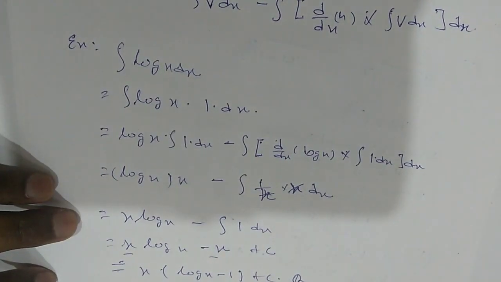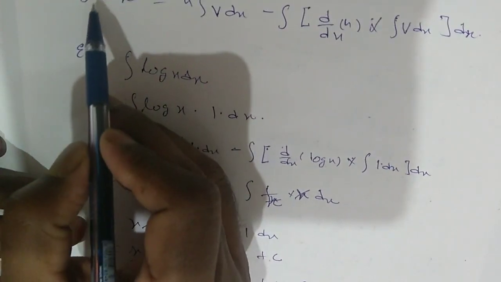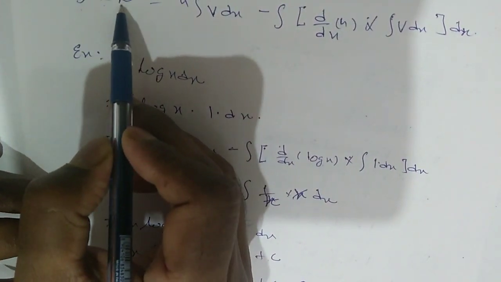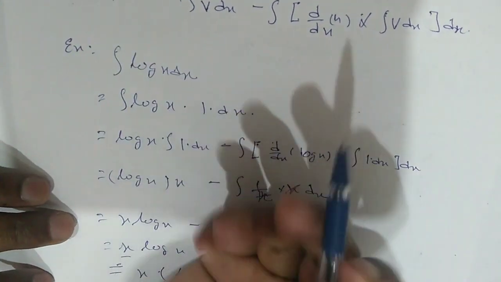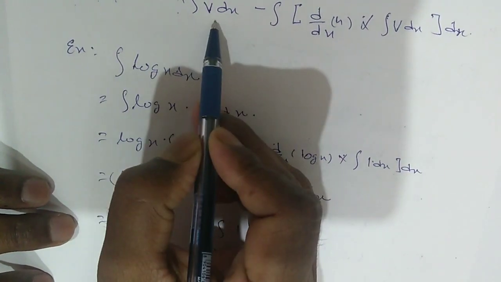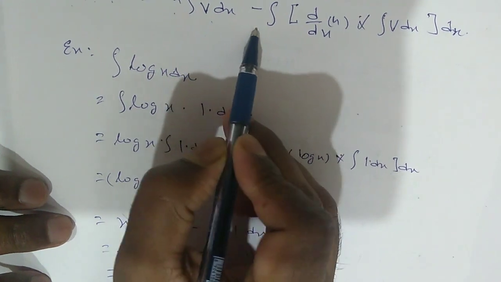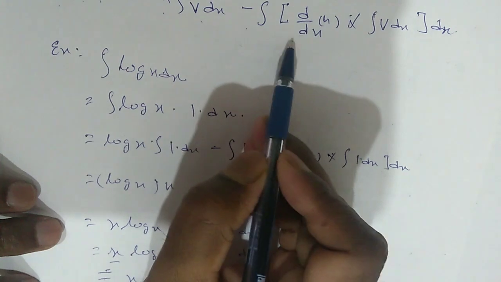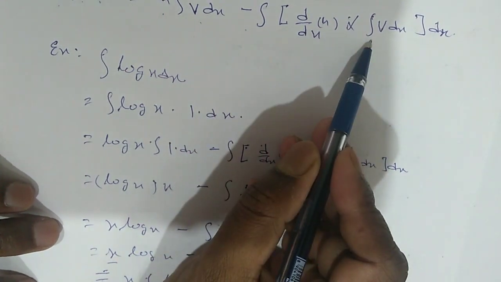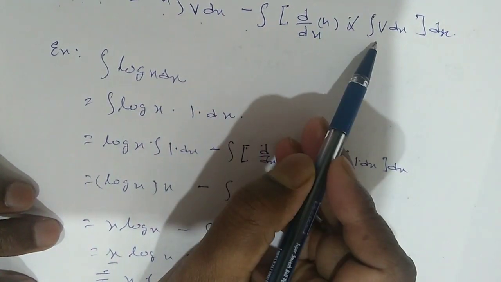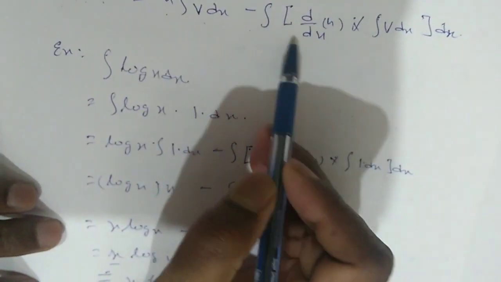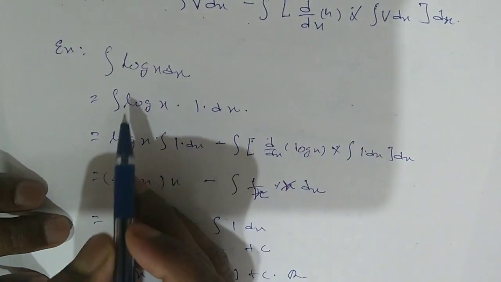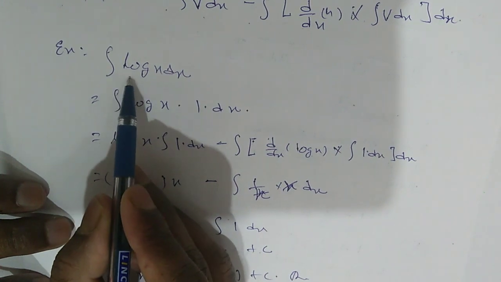Next part is integration by parts. In case of integration of u v dx, where u and v are functions of x, the first function is taken as constant and the second is integrated, taking minus, then the differentiation of the first one and the integration of the second one within bracket. After solving this part, we integrate all. So take an example, integration of log x dx.